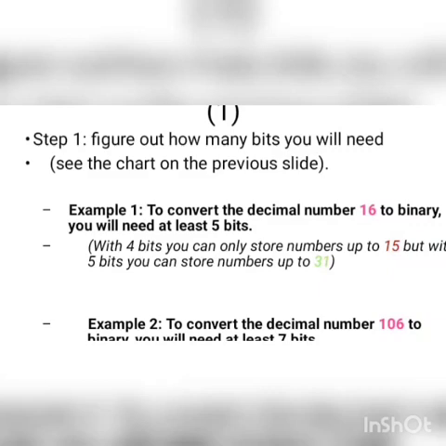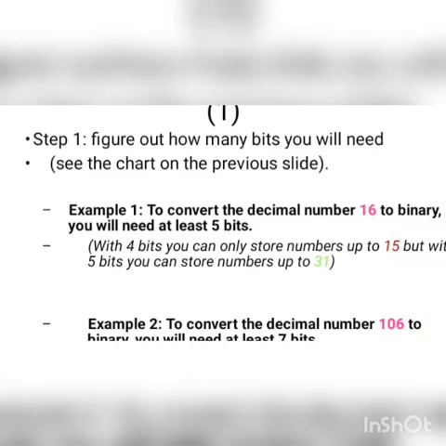What is a bit? We studied in the previous slides about the columns, how we convert, how we see the bits. With 4 bits you can only store a number up to 15, but with 5 bits you can store a number up to 31. So that's why we convert the decimal number 16 into binary using 5 bits.